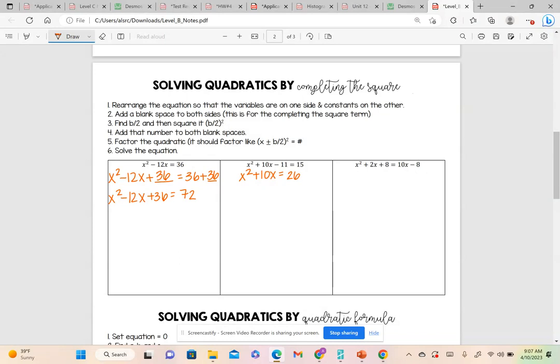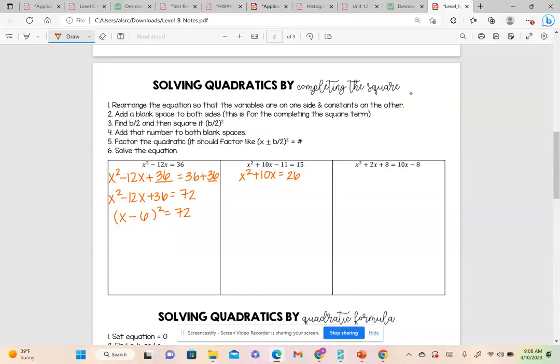The AIR test will probably ask you for that c value, which is right there, that completing the square term. But we're going to keep going. Now we need to factor it. Now remember my lovely trick. This in here is always that b divided by 2 term. So x minus 6, squared, equals 72.